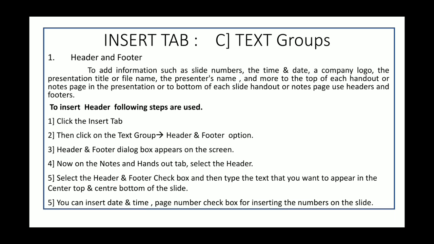Now on the notes and handouts tab, select the header. Select the header and in a header and footer checkbox, select the checkbox and then type the text that you want to appear in the center top and center bottom of the slide. Where you require, there you can select center top or center bottom. And you can insert date and time, page number, checkbox for inserting the numbers on the slide. There will be checkbox, you have to click on that, date and time or page number. Okay, there you can enter the date and time and page number for the slides.